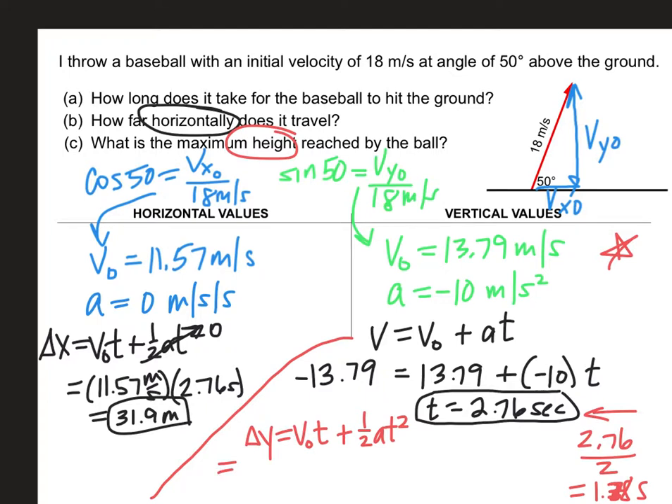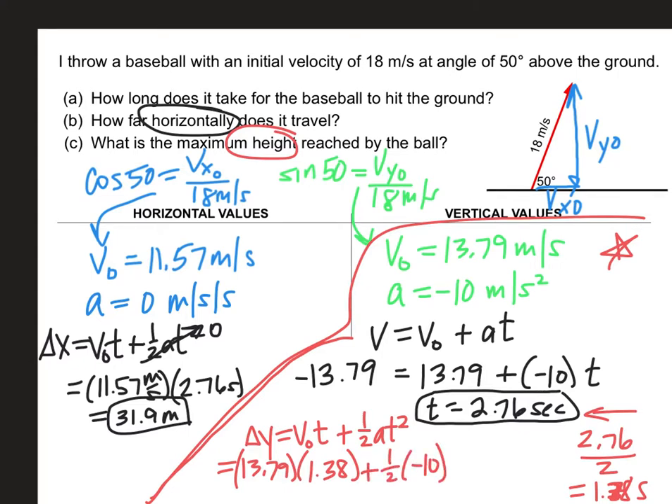I'm just sticking with this side of the setup here, only using vertical numbers. So 13.79 times my time of 1.38. Make sure I put in my acceleration as a negative number. And again, 1.38, this one's squared. And this one takes a little bit to plug into my calculator. That comes out to be 9.5 meters. I'm going to box it.